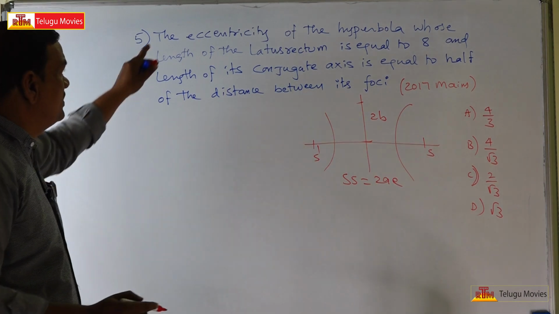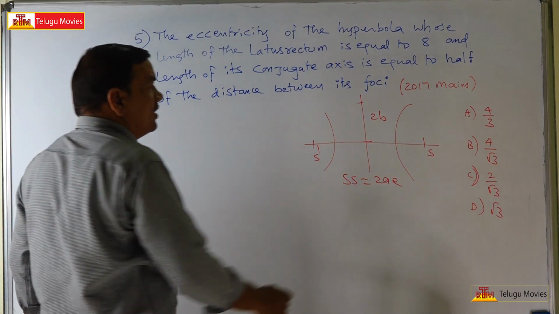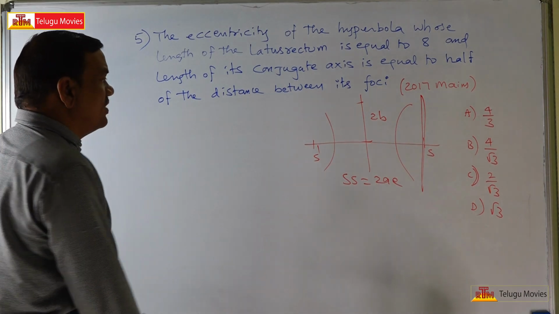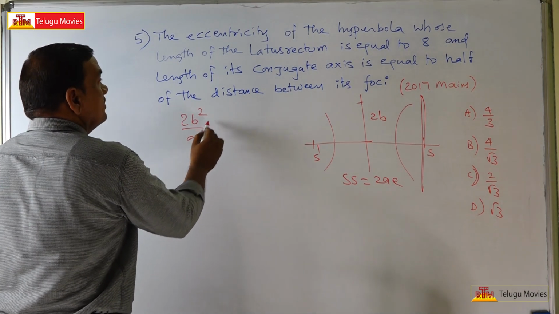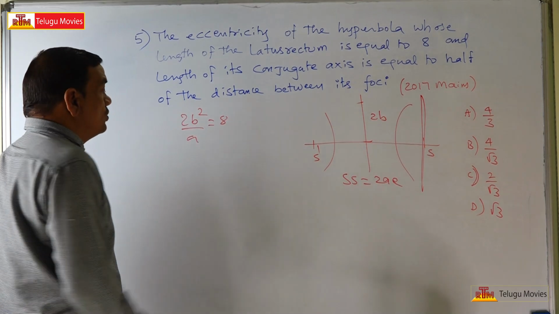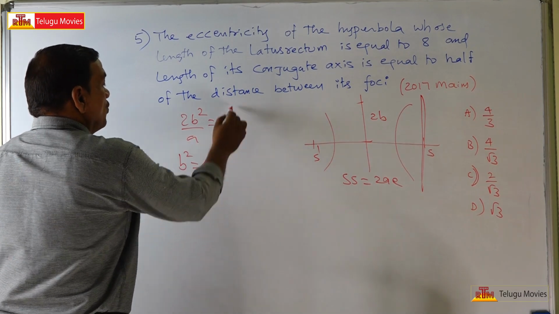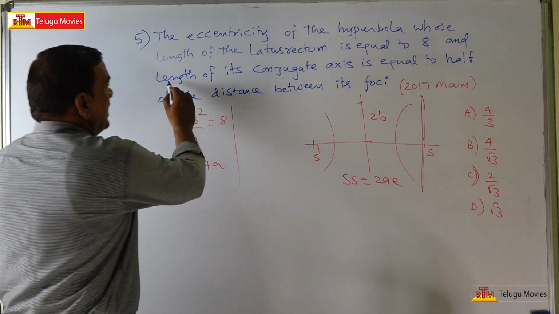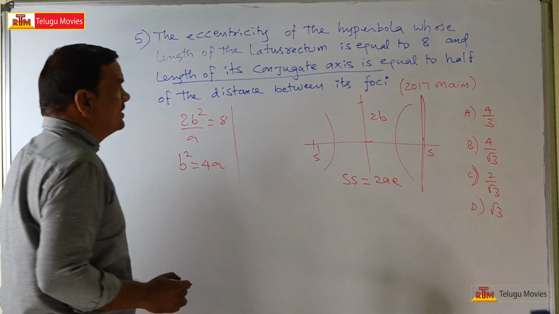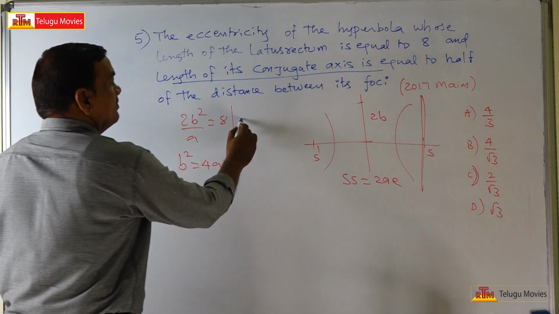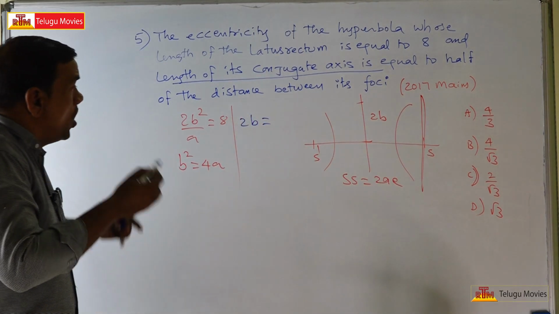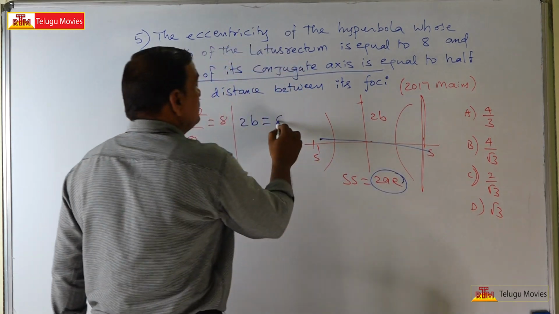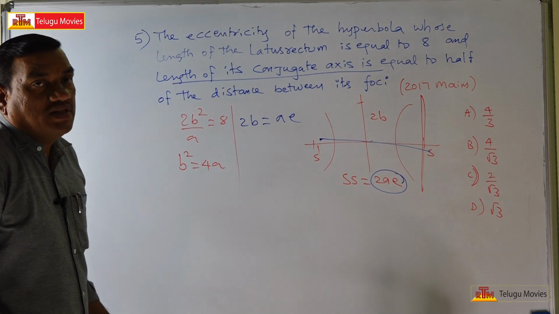Everything we know that. One more thing is given: the length of the latus rectum. What is the length of the latus rectum? 2B square by A. This is given as 8, so B square is equal to 4A. Keep it like that. And one more thing is given: the length of the conjugate axis, that means 2B is equal to half the distance between the foci. What is the distance between the foci? 2AE. Half of it means AE.